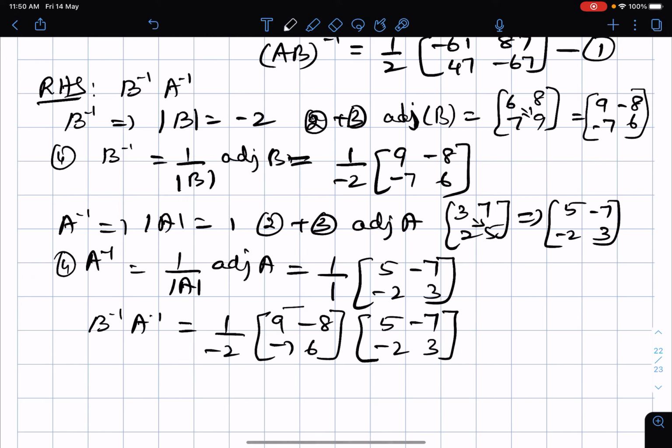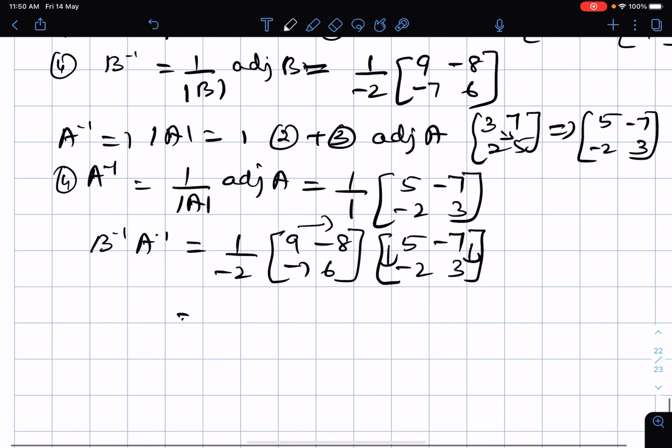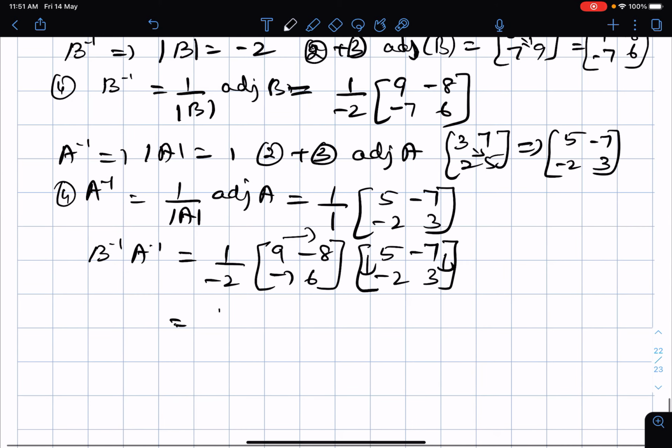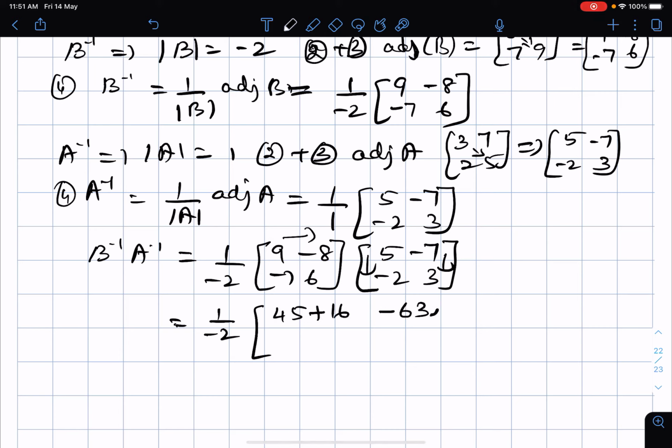Now multiply the first row with the first column and the second column. So what will you get? You place this 1 by -2 as it is, open the bracket. So 9 into 5 we are going to get 45, minus it, minus plus 60. Similarly here minus 63 and minus 24. Now coming to the second row, minus 7 into 5 is going to be minus 35, minus 12. Similarly the second column, it is going to be 49 plus 80.